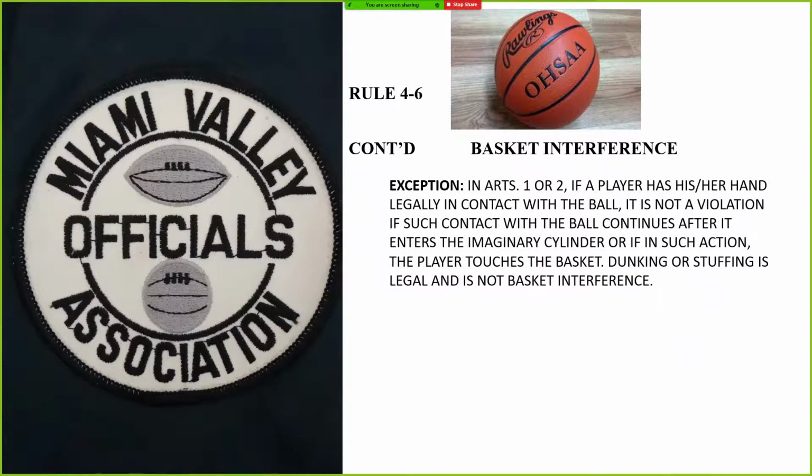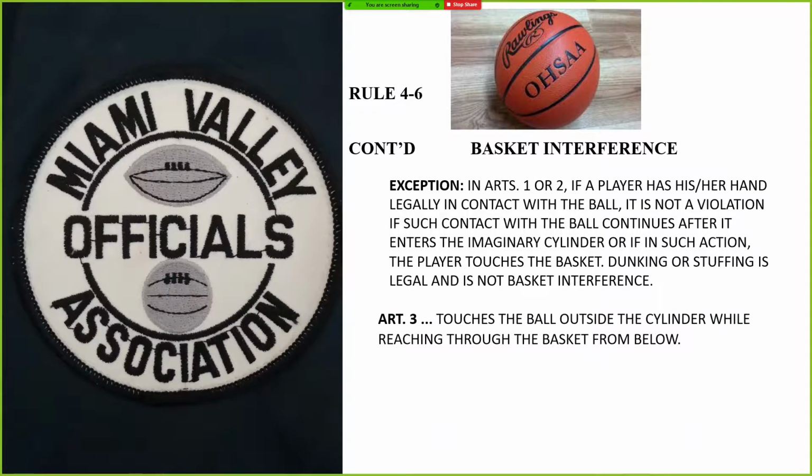Exception in Articles 1 or 2. If a player has his or her hand legally in contact with the ball, it is not a violation if such contact with the ball continues after it enters the imaginary cylinder, or if in such action, the player touches the basket. Dunking or stuffing is legal and is not basket interference.